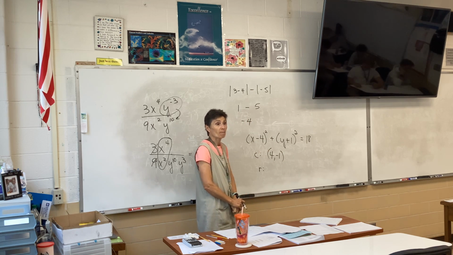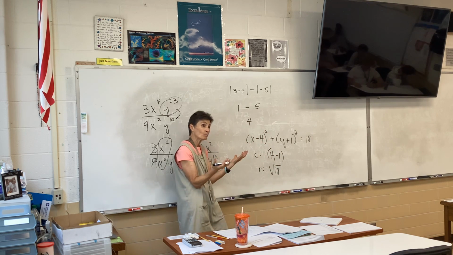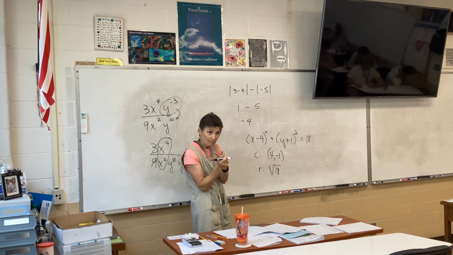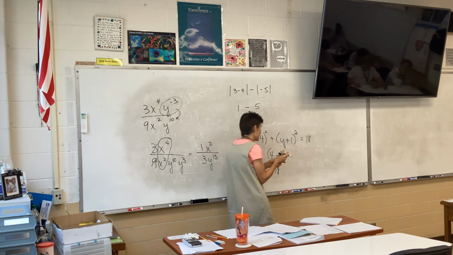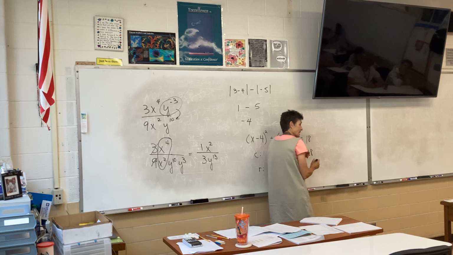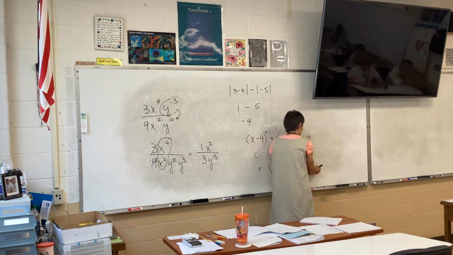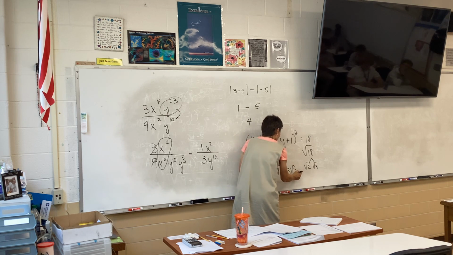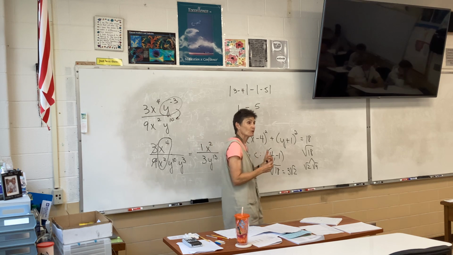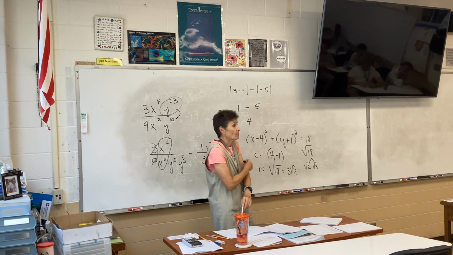All right, what's the radius? Square root of 18. But, like always, when we have the square root of something, we have to stop and think about, does it break down? And actually, I think it does. The square root of 18, can I break that down into 2 times 9? Yes. What's the square root of 9? 3. So this one is 3 square root 2. Now, if you don't do that, you're gonna get partial credit, but you're not gonna get all the credit unless you break down your radical.